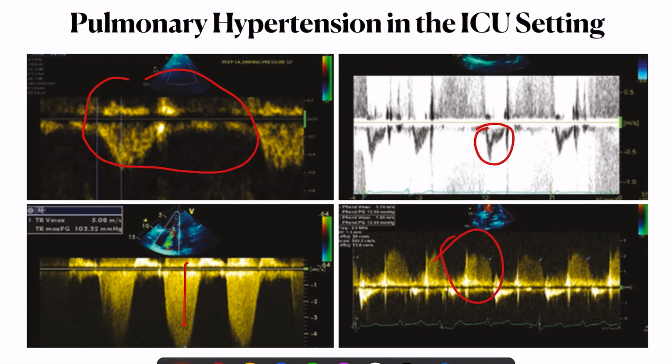And this is the continuous wave Doppler of the pulmonary regurgitant jet and measurement of the end diastolic velocity and the pressure gradient, which again is calculated from the Bernoulli's equation, and adding the right atrial pressure, it gives us the pulmonary artery diastolic pressure. So this is how we can use echo to diagnose pulmonary hypertension.